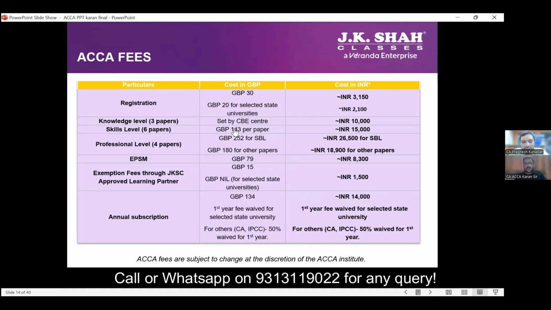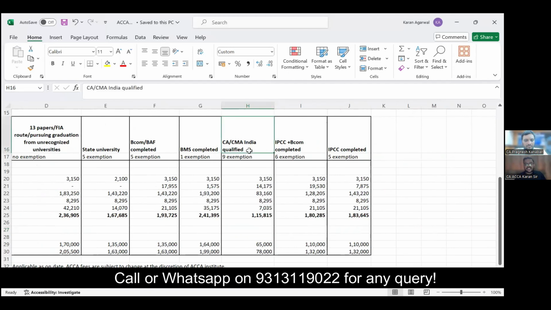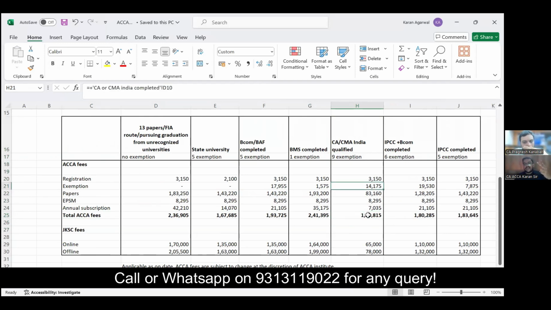Correct. Sir, can you give a total of them? Registration is 3,000. Yes. So for the benefit of all, I have created a small summary Excel sheet wherein all the costs the student will have to incur in his ACCA journey are given. You can see for a chartered accountant or a CMA India qualified with 9 paper exemptions, the total ACCA fee you have to pay to the institute is 1,15,000. Which includes registration, claiming exemption in 9 papers, giving 4 papers, total 83,000, and exam fees for 4 papers.